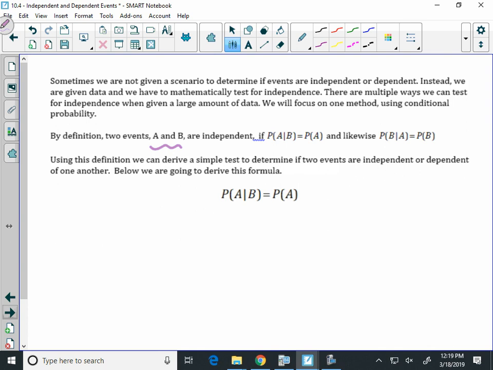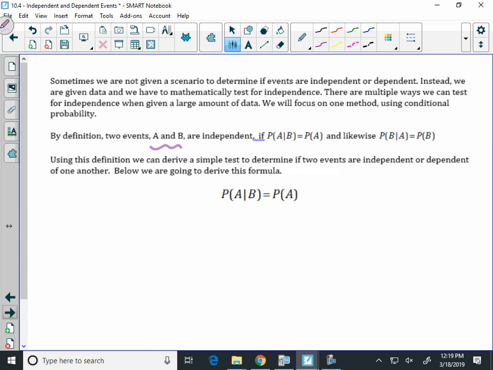You can flip-flop it. You can say B given A. If that's the same as the probability of B, that means A has absolutely no effect on whether or not B is going to happen. It's just going to happen no matter what. Well, we can stem a little formula that we can use.